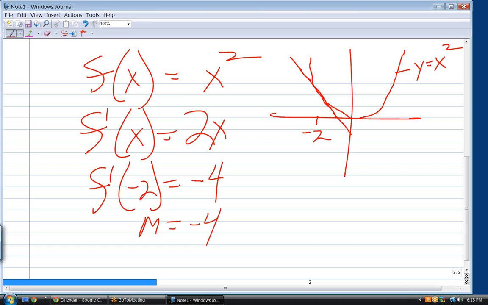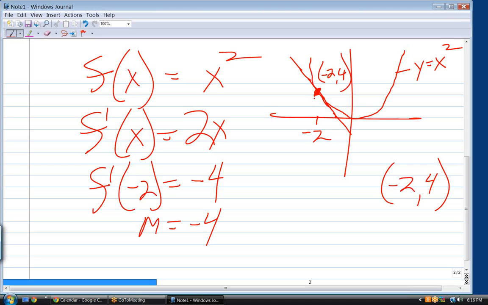Well, how do I come up with the equation of a line whose slope is minus 4 and it goes through this point? X equals minus 2. Well, what's the full point? It's negative 2, 4. So that's the point that it really goes through. In other words, that's this point right here, negative 2, 4.